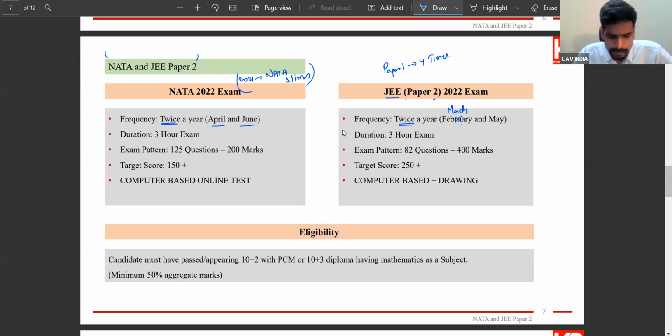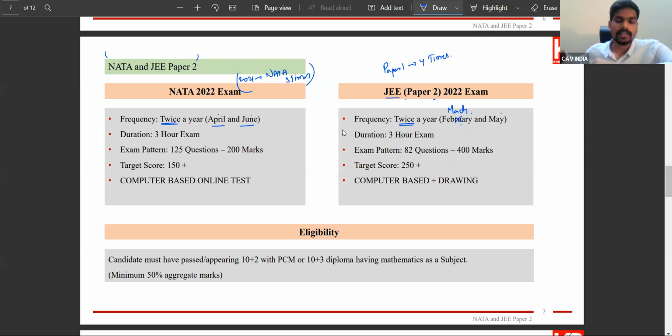So the schedule for the examination will be: the first exam you'll write in the month of March, then in the month of April, NATA first attempt. Then in the month of May, you'll have JEE second attempt. And then in the month of June, you'll get NATA second attempt. You can write both the attempts, and whichever score is better, you can select that.